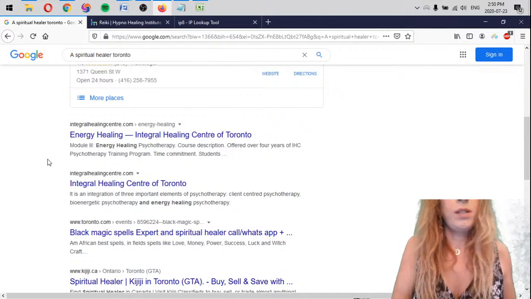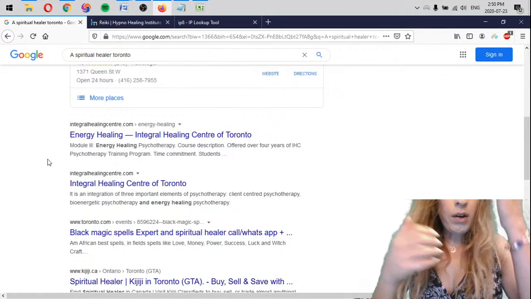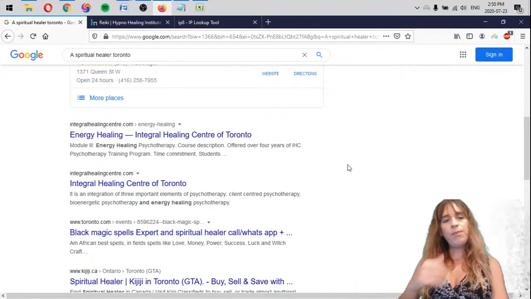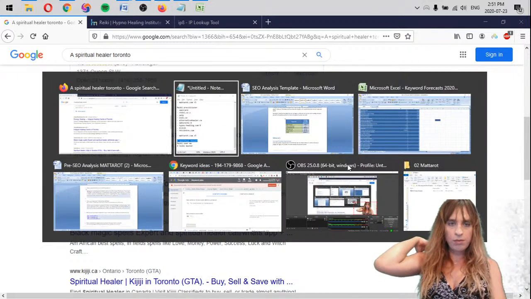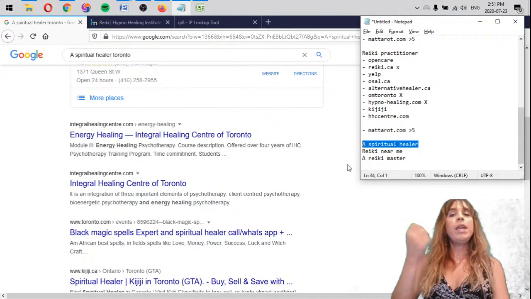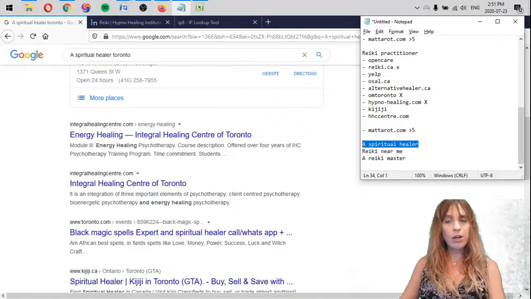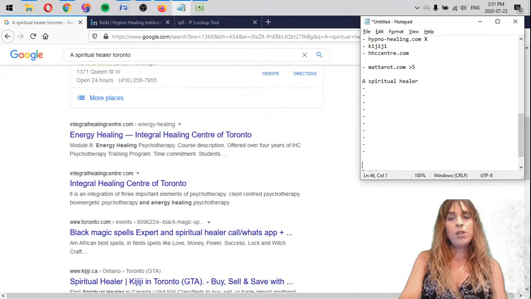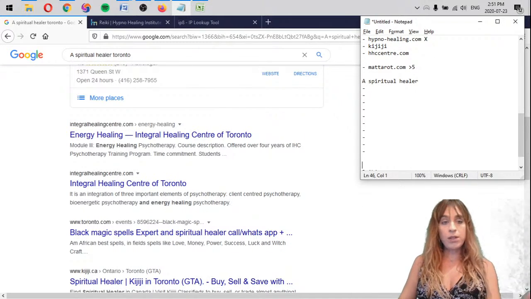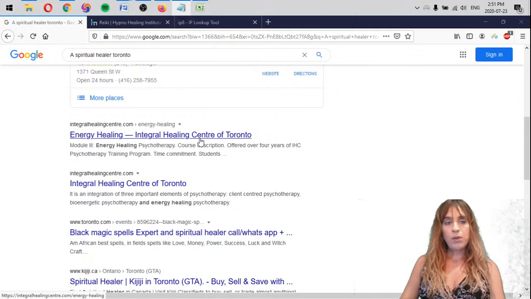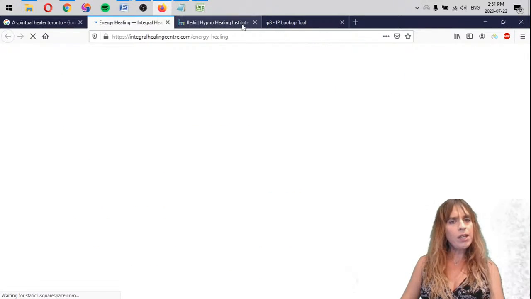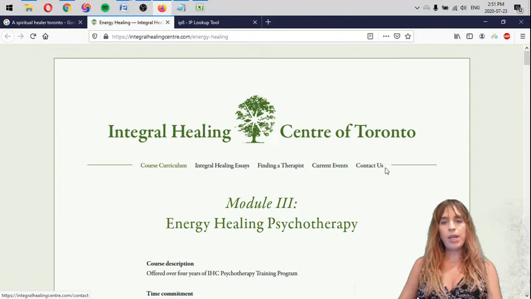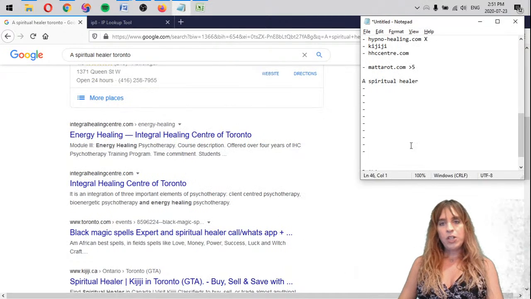Okay. So, where were we? All right, Integral Healing Center. So this is kind of a fresh batch of keywords, because a Reiki practitioner is not necessarily a spiritual healer, and a spiritual healer is not necessarily a Reiki practitioner. So we might have a completely different set of results here. So Integral Healing Center. Integral healing, integral healing. I don't know. Okay, so these are courses. Okay, yeah, that's very clearly educational.